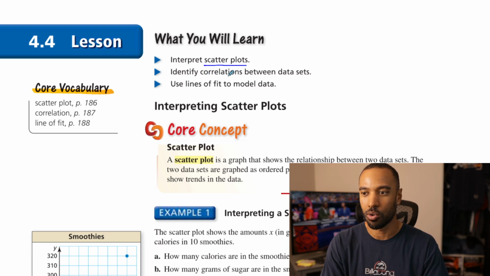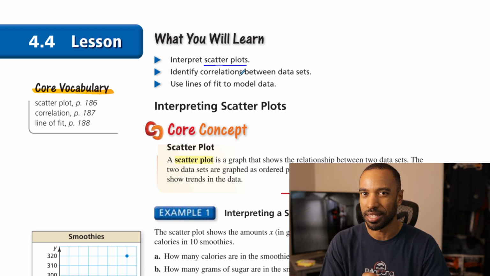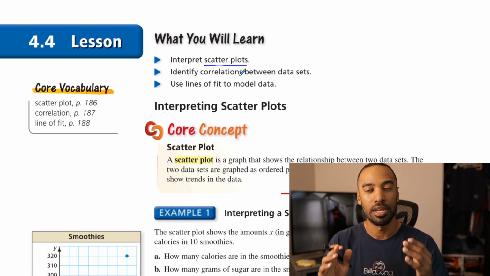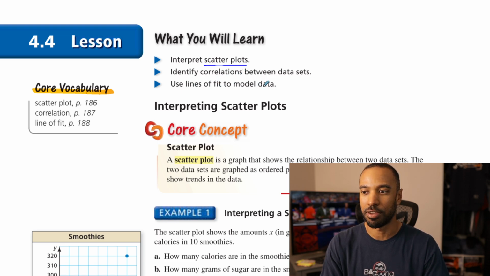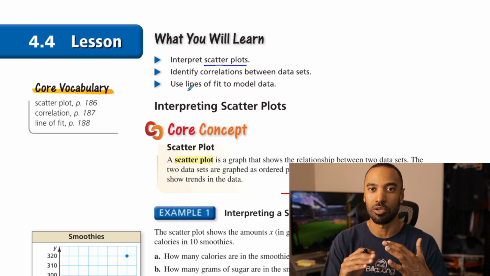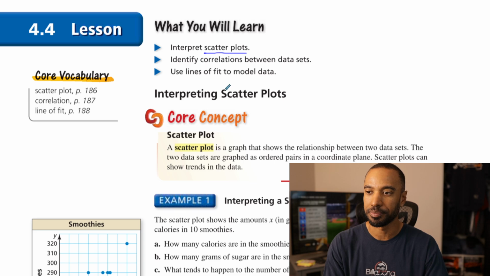You might have heard this word correlation before, not just in math, but in English. If things correlate, maybe there's some sort of link to them, and I'll talk about that a lot more. If the book doesn't talk about it, you'll obviously hear me have a lot to say about it. And use lines of fit to model data. A line of fit is the best line, not a curve, but the best line you can draw that goes through your data points. So there it is.